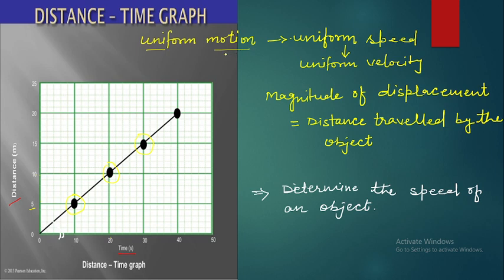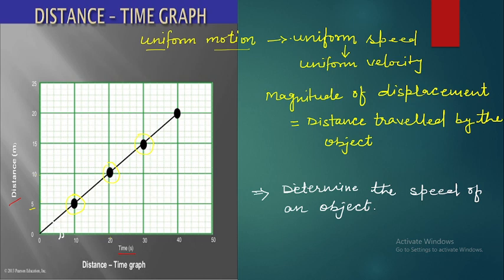Uniform motion is known as uniform speed motion for a straight line. In this situation, uniform speed is equal to uniform velocity also. When an object travels equal distance in equal intervals of time, it is known as uniform motion.